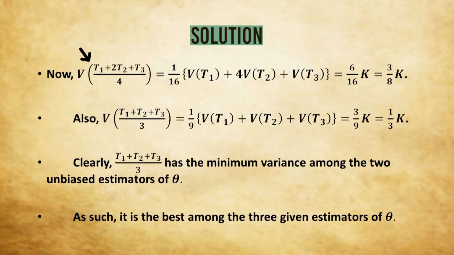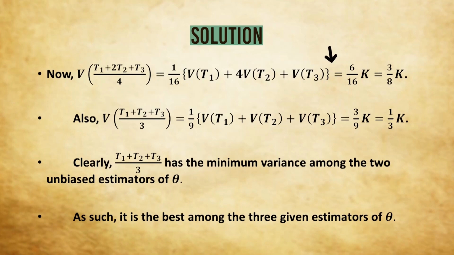Variance of (T1 plus 2T2 plus T3) by 4. 1 by 4 will come out as 1 by 16. So variance of T1 plus variance of 2T2, which means 2 will come out as 2 square, 4 variance of T2, plus variance of T3. T1, T2 and T3 are independent, so there will be no covariance term. Variance of T1, variance of T2, variance of T3 are all equal to k.